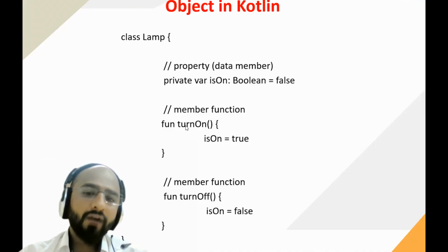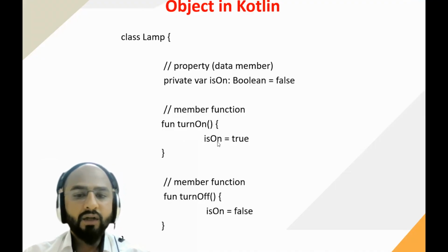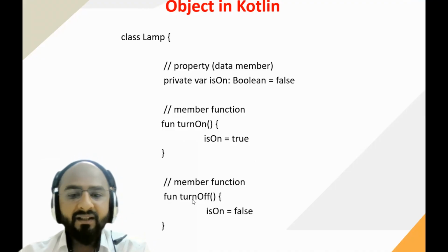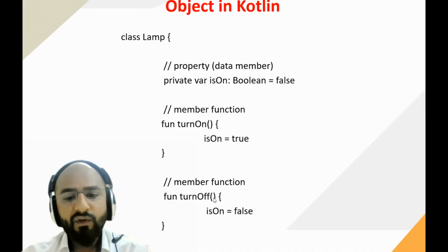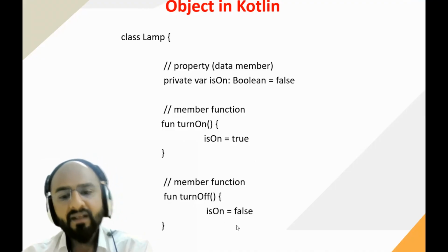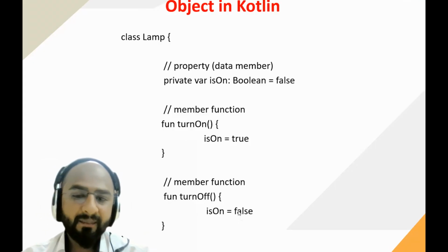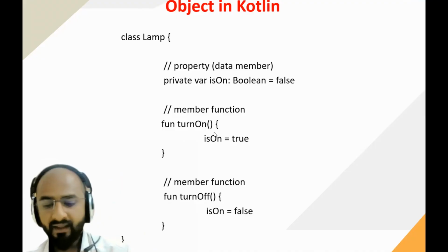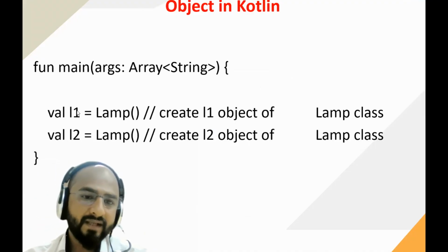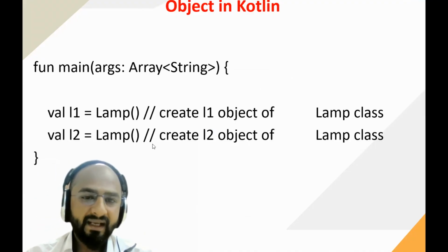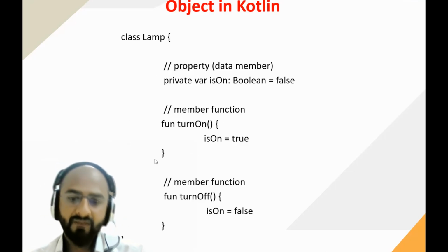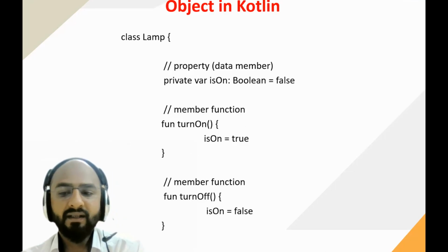So when the turn on method is called, the value of this property will be changed to true. And when the turn off method is called, the value of the isOn property will be false. So it depends on that particular method call. By using the object, you can call a method. So by using that L1 object, we can call a method, for example, L1.on, L1.off. Turn on and turn off are the methods that we have created.